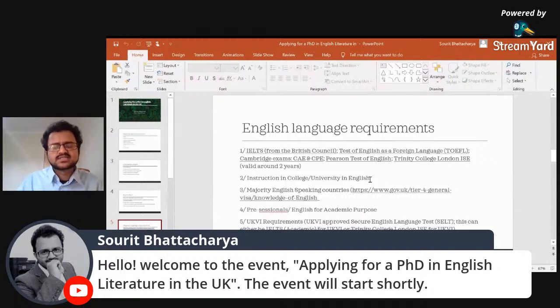So IELTS is done on a band of, I think, 9, and mostly universities want anything more than 6 or 6.5, even some 7 or 7.5. There are 4 components: writing, reading, listening, and I think comprehension, was it? So there are 4 components. Whatever they are, you would have to have in total anything between 6 and 7.5, and even more.